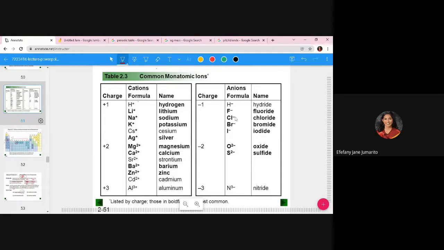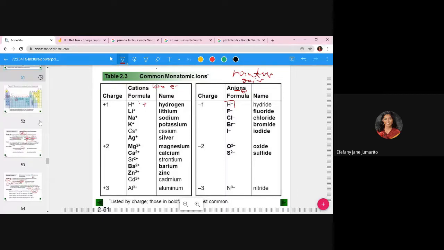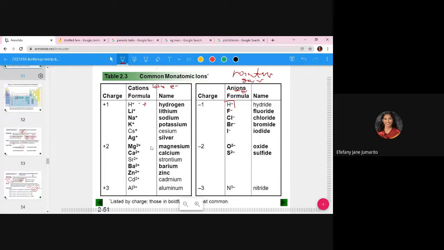Then we have also anions. Mostly of them are non-metals. Non-metals because they gain electrons, that's why they become anions, negative. The cations lose electrons. That's why they have positive charge. Okay, so don't forget that one.